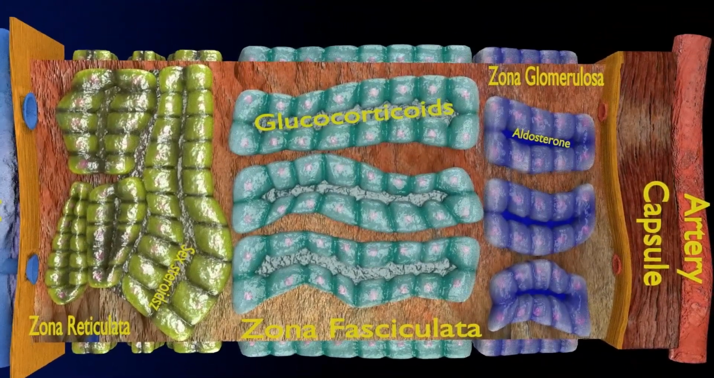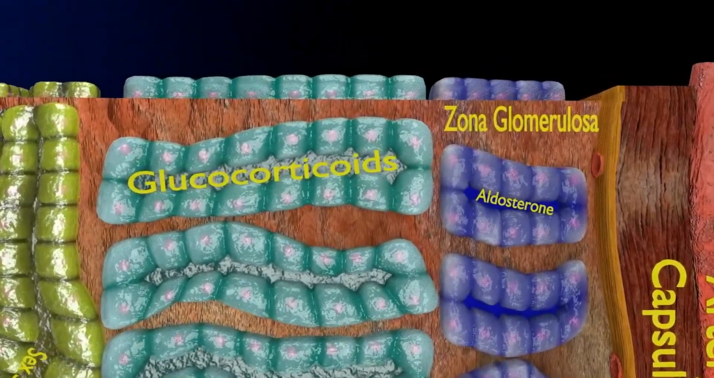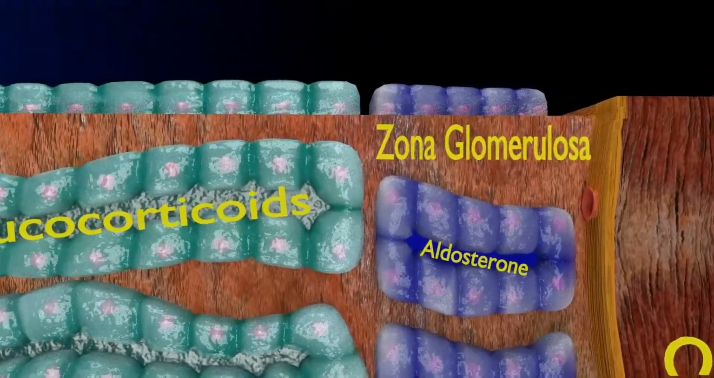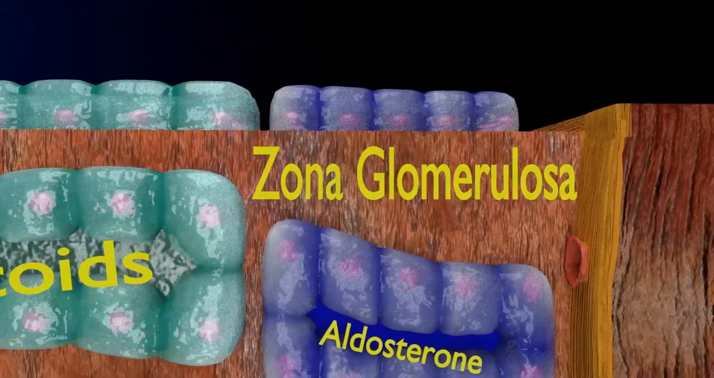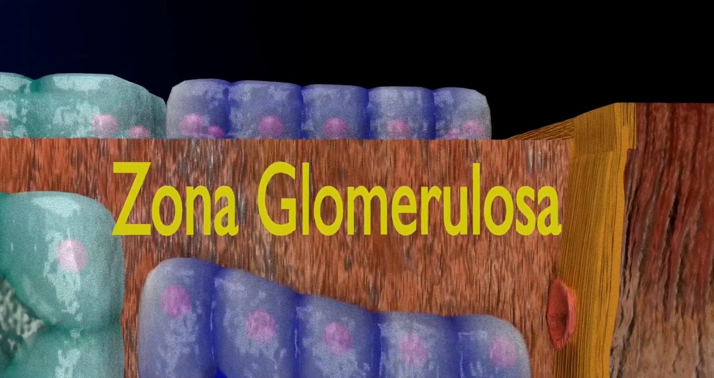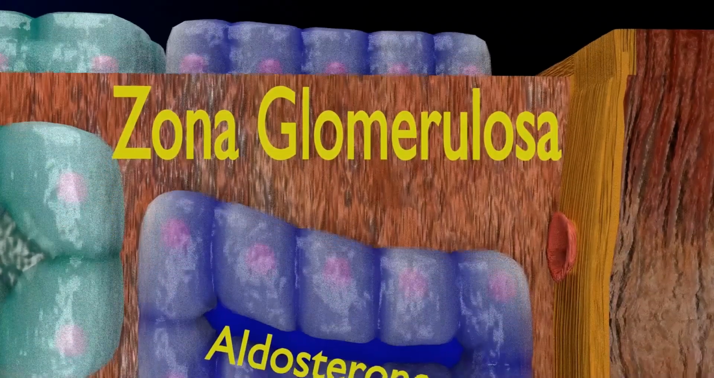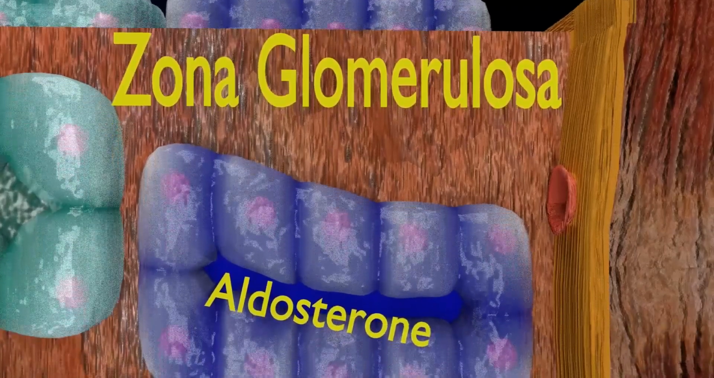Zona glomerulosa is the outermost layer of the adrenal cortex. It lies immediately under the fibrous capsule of the gland, and the cells in this layer form oval groups. This layer is the main site for production of aldosterone, a mineralocorticoid.